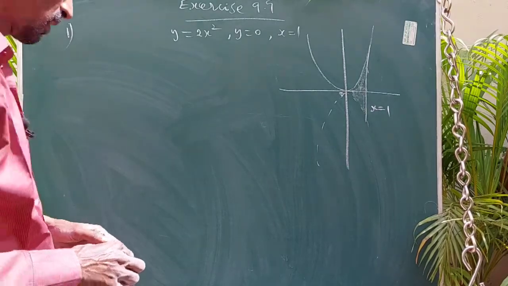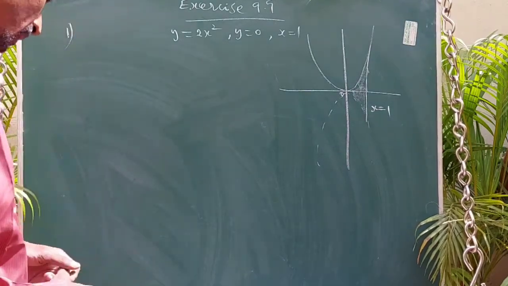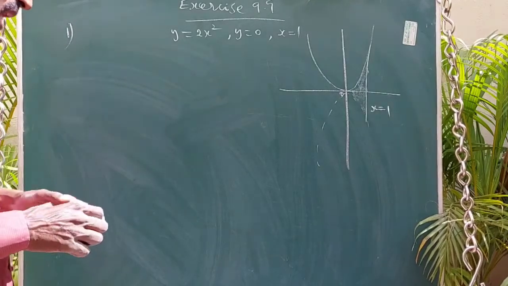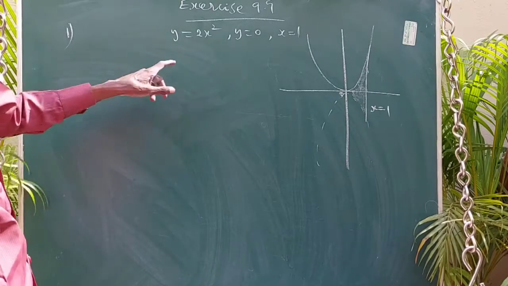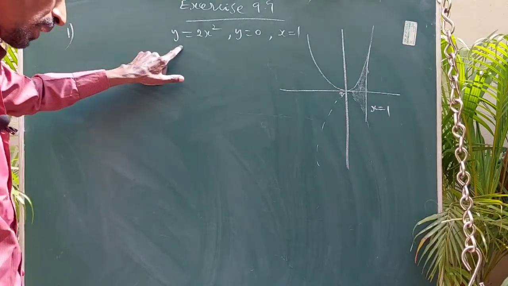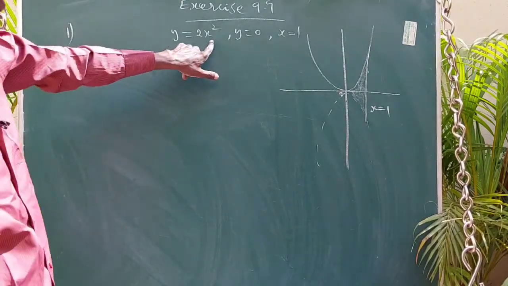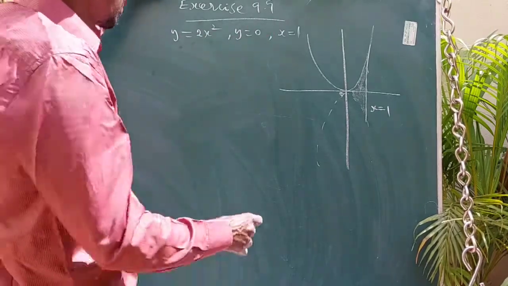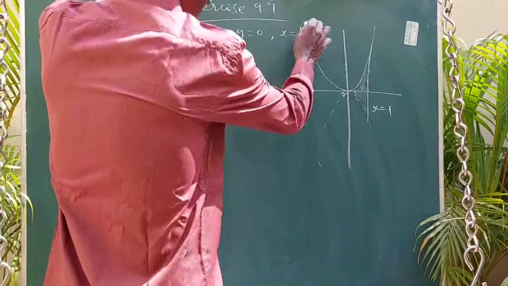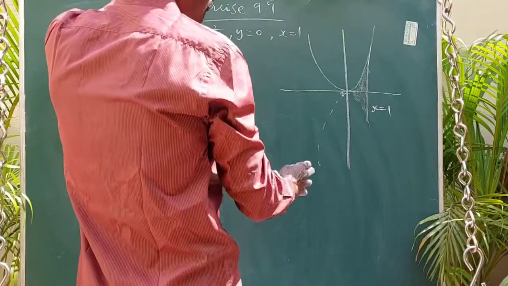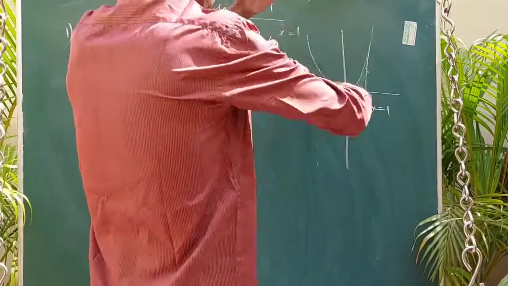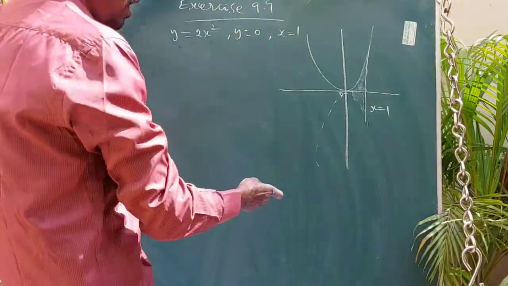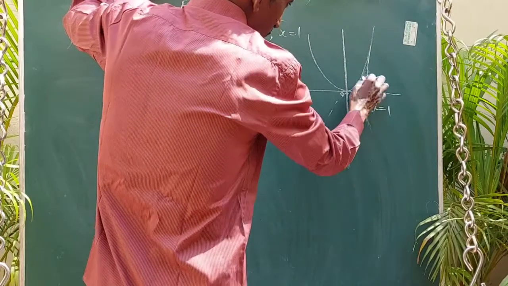The first question is: find by integration the volume of the solid generated by revolving about the x axis the region enclosed by y equal to 2x square, y equal to 0 and x equal to 1. Listen, x square equal to y is again a parabola opening upward. So we are rotating with respect to the x axis, and we may get a curve like this.